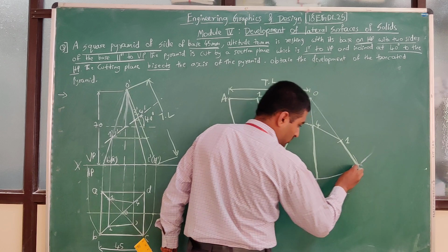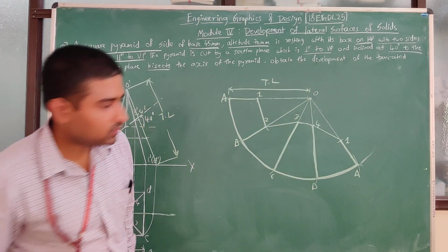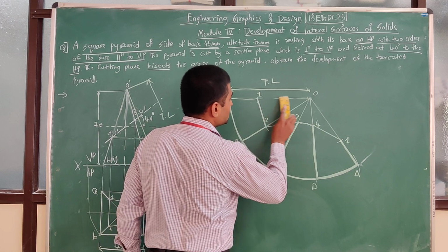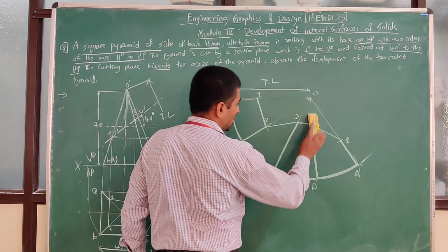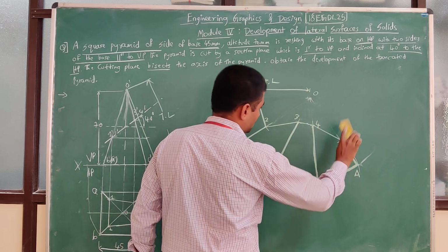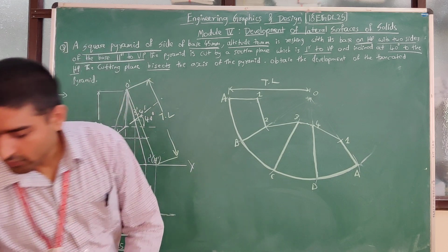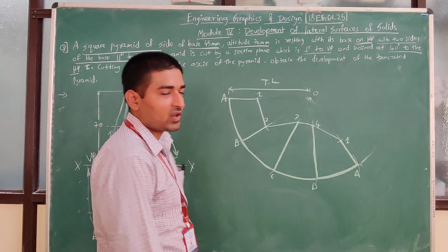Okay, so once your development is over, the upper part, whatever is there, you can erase it, or you can keep it light enough, since it is not required. And hence we have obtained the development of the truncated pyramid.